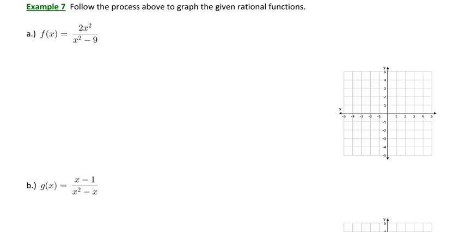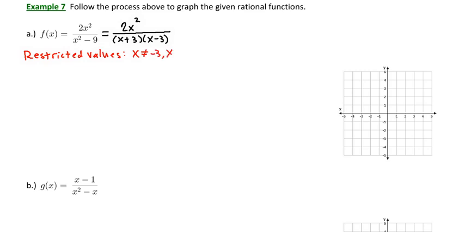When we're working with rational functions, we certainly need the zeros of the denominator, and those are more easily identifiable if the denominator is factored. So let's factor that denominator as x plus 3 times x minus 3. So at this point, we need to observe there are two restricted values. That is, zeros of the denominator. x cannot be equal to negative 3, and x cannot be equal to 3.